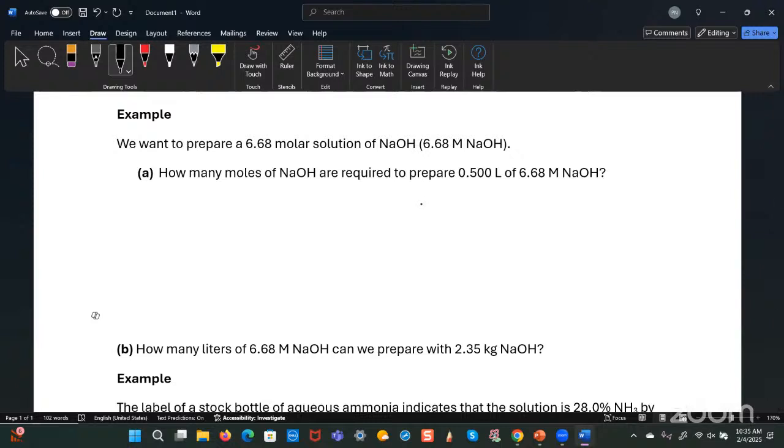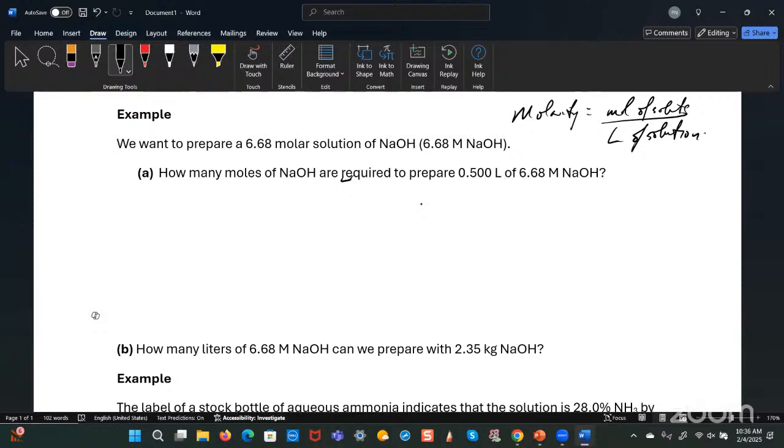Let me remind you again that molarity is equal to moles of solute divided by liters of solution. All right, so how would you solve this problem? They gave you the volume in liters, and they gave you the molarity, which is 6.68 M.